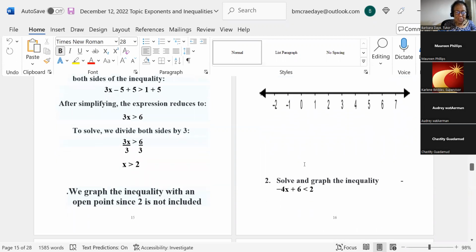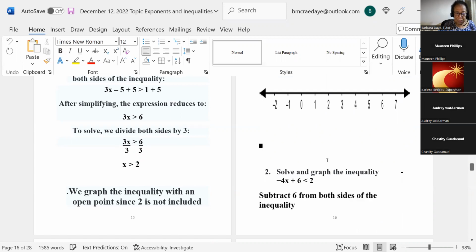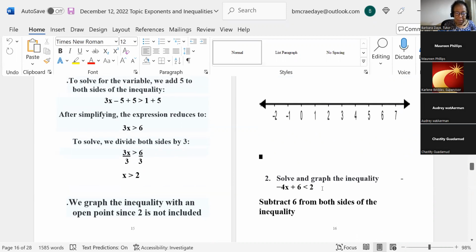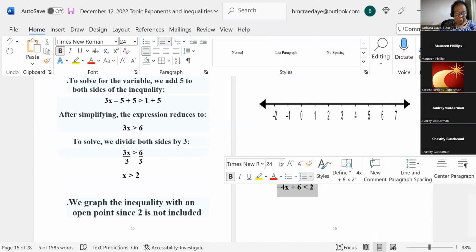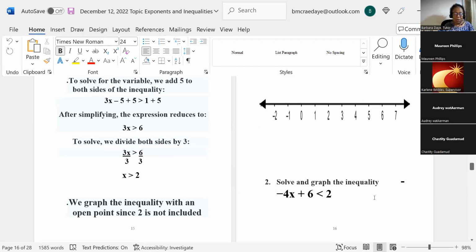Here's one here. Solve and graph the inequality. Okay, I want you to take this and just solve it first. Solve for x. So minus 4x plus 6 less than 2. Actually, I didn't want to give you the solution. I wanted you to do it. Okay, so let me just make this bigger. I don't want you to graph it, I just want you to solve it. Okay, solve this for x. Tell me what you get, everybody.